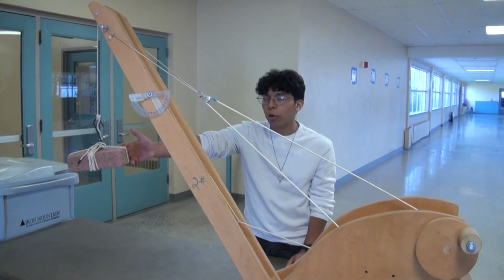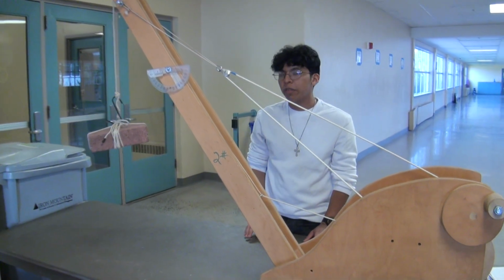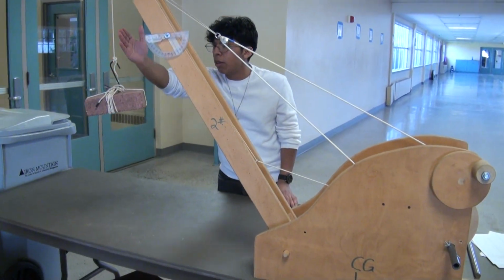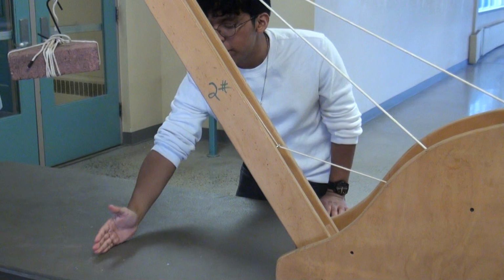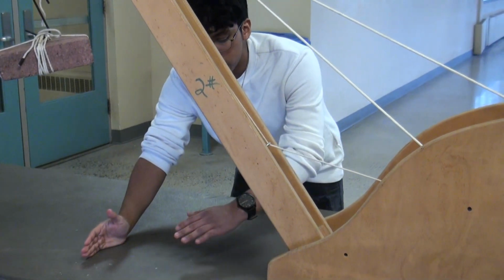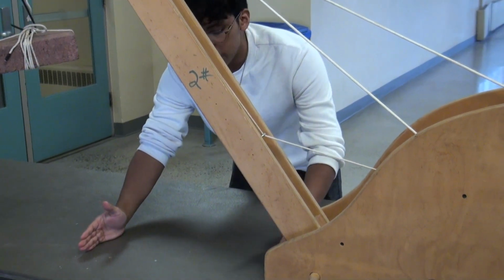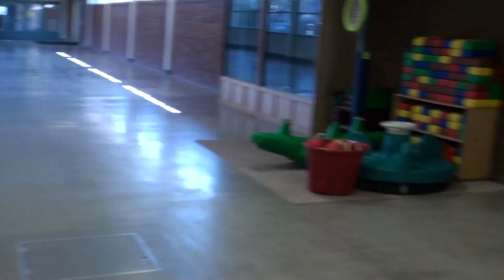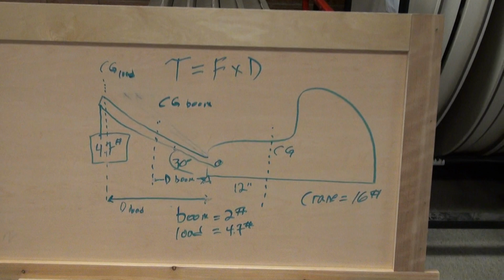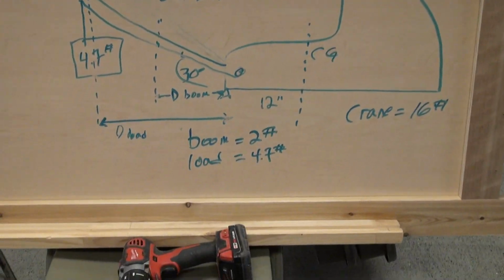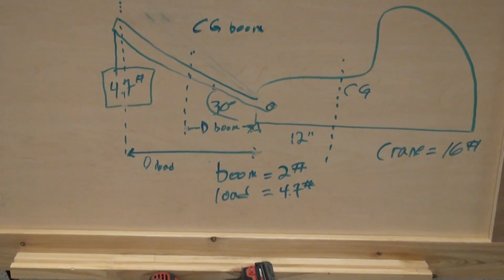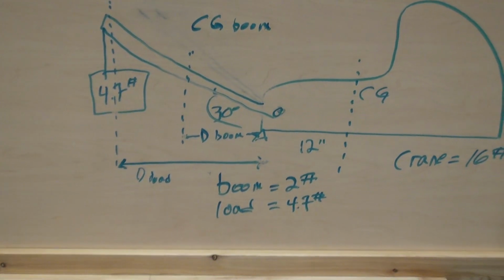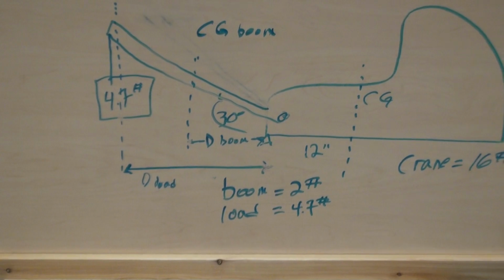Okay, so the load here is 4.7 pounds, and we're trying to figure out how to find the distance. So how we would do that is by the center of gravity of the load all the way down here. The distance we're trying to figure out is from here to the pivot right here. So it's the distance of the load we're trying to figure out, from the center of gravity of the brick to the pivot point. So D load is what we want.